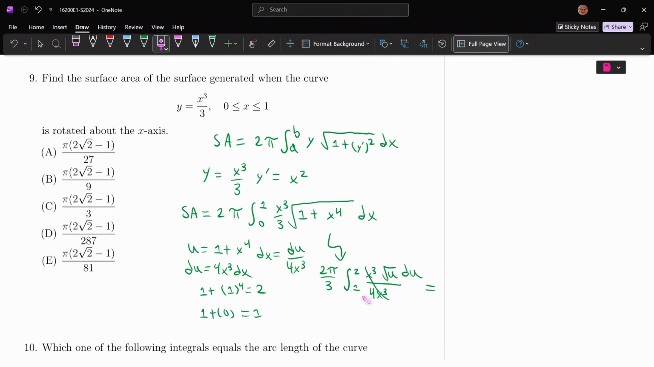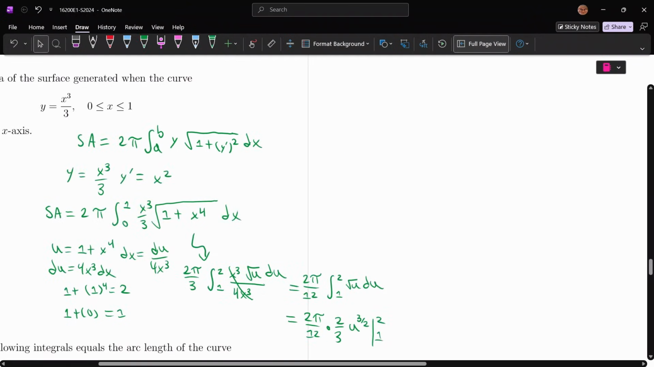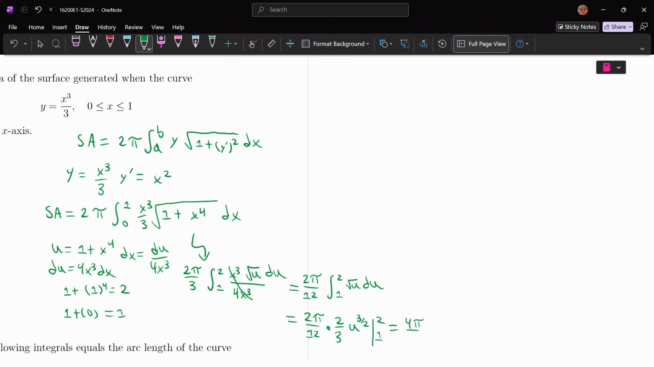And then we can also take this 4 out as well. For this question, I'm taking out all the constants as soon as I can, because it'll make the final computation when we plug in the boundaries a little less tedious. So you should end up with 2 pi over 12 times the integral from 1 to 2 of the square root of u with respect to u. And then this is going to give us 2 pi over 12 times 2/3 u to the 3/2 evaluated from 1 to 2. Simplifying these fractions a little bit, we should end up with 4 pi over 36.